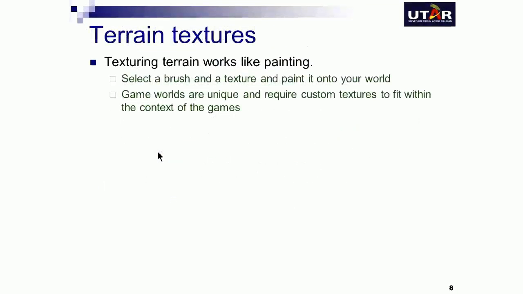Texturing a terrain means adding some kind of look to your terrain so that the terrain looks more realistic. And texturing a terrain works like painting. You select a brush, a texture, and you paint it onto your world. Each game world that you have is unique, and each of them will require a custom texture to fit within the context of the games that you are working with.